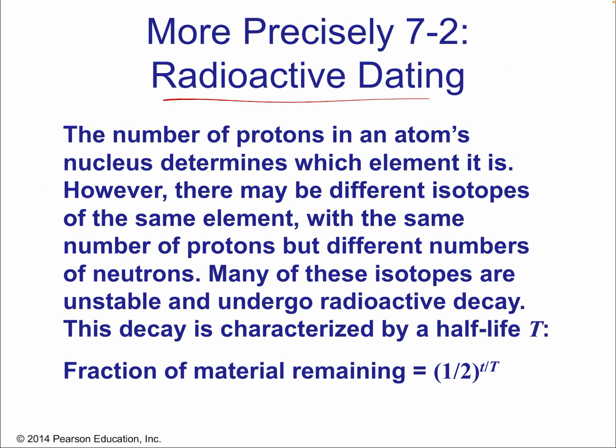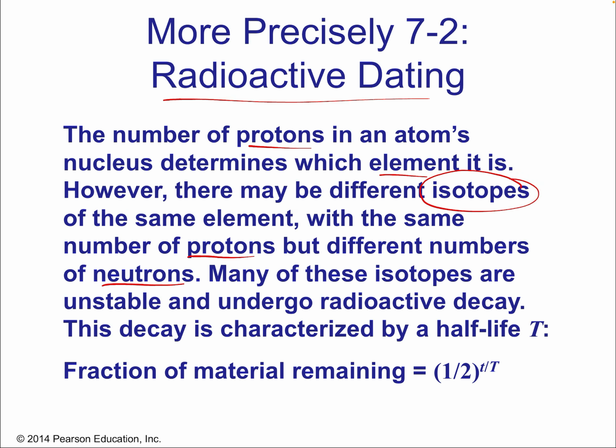Well, the number of protons in an atom's nucleus determines which element it is. That absolutely determines its number on the periodic table. However, there may be different isotopes of the same element. So you can have different numbers of neutrons. Okay, so same number of protons, but different numbers of neutrons. That's what is considered an isotope. Okay, nothing to do with electrons. Electrons just determine if the element is ionized or not.